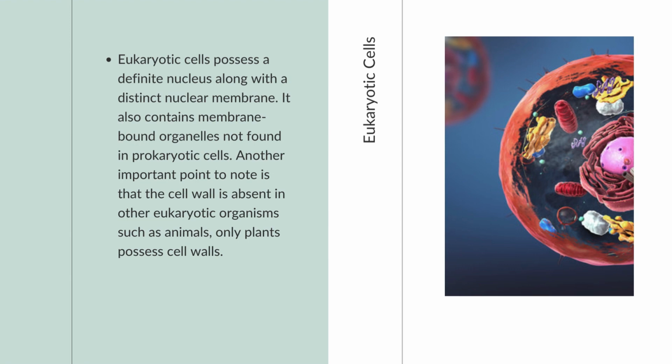Eukaryotic cells. Eukaryotic cells possess a definite nucleus along with a distinct nuclear membrane. It also contains membrane-bound organelles not found in prokaryotic cells. Another important point to note is that the cell wall is absent in other eukaryotic organisms such as animals. Only plants possess cell walls.